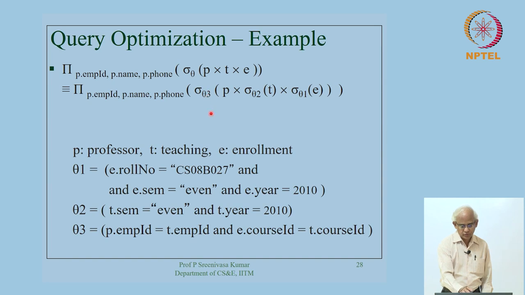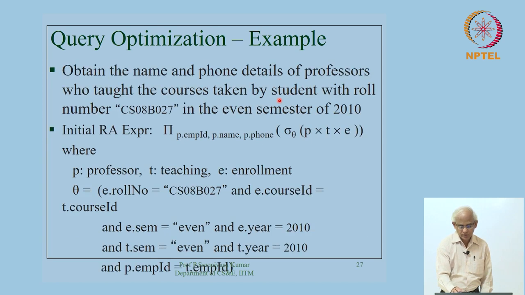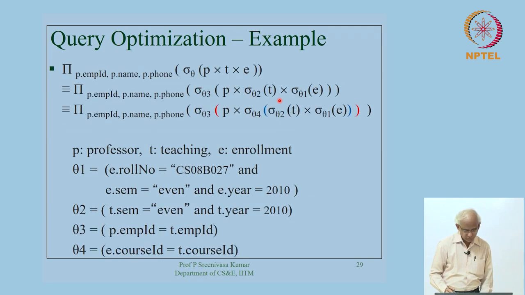Theta 3 of course involves P, T, E and all that, so it involves all three. I cannot do anything about that, so I will keep it here for the moment. Now in the next slide, I will break this into the conditions that involve P and T and the ones that involve E and T. The one involving E and T, I can push up to this sub expression.